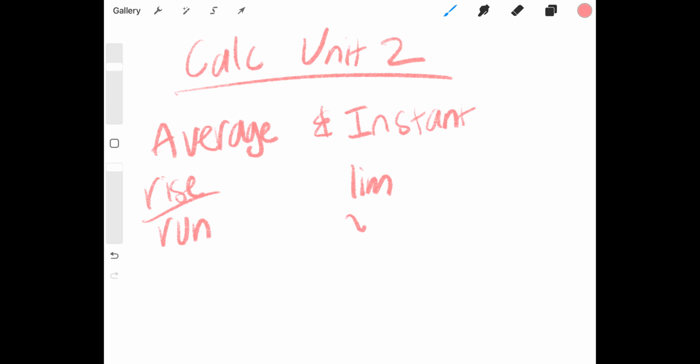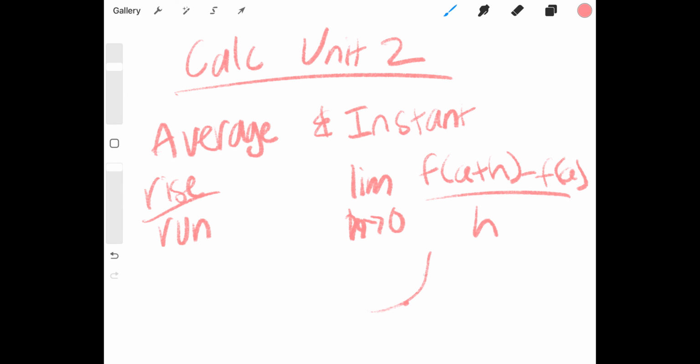But then for instantaneous rate of change, basically, if you have 2 points and then you take the limit of the slope as they come together, it looks sort of like this, right? Then you can find what the average slope approaches as the distance between them approaches 0. And as the distance approaches 0, it basically becomes 1 point. So you can find the slope from 1 point.